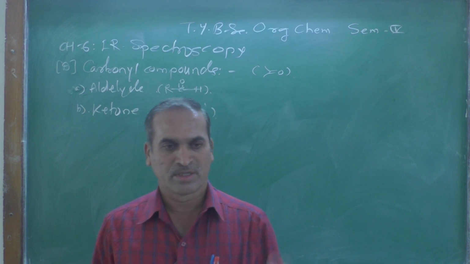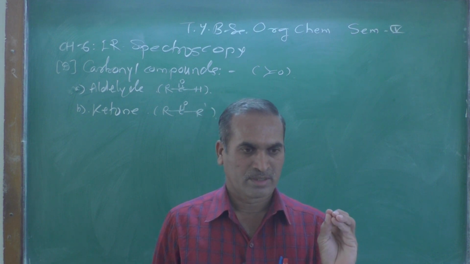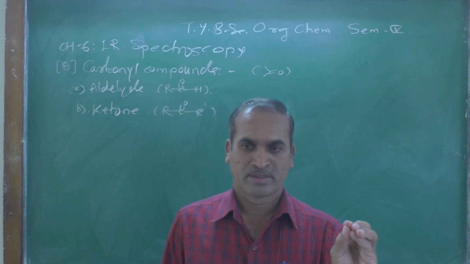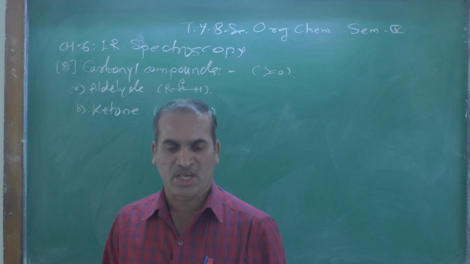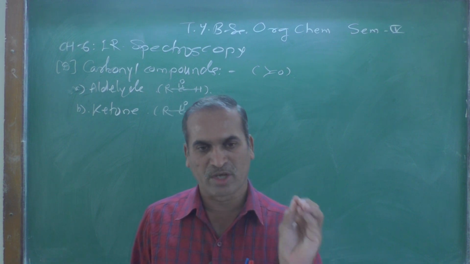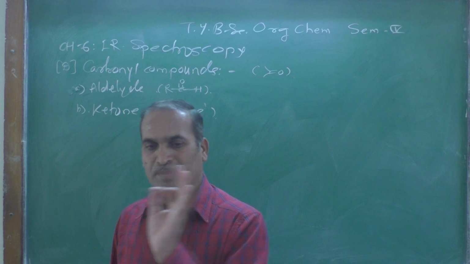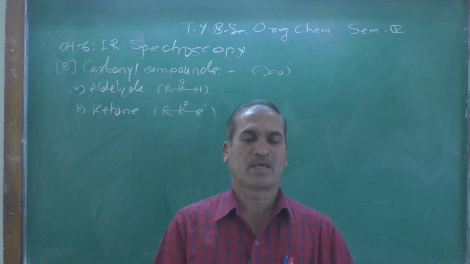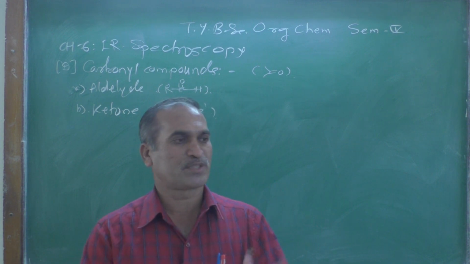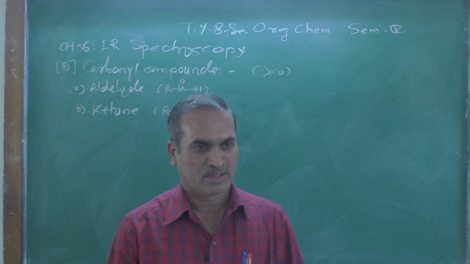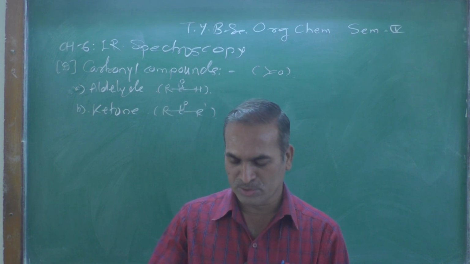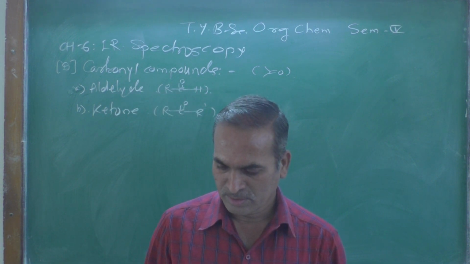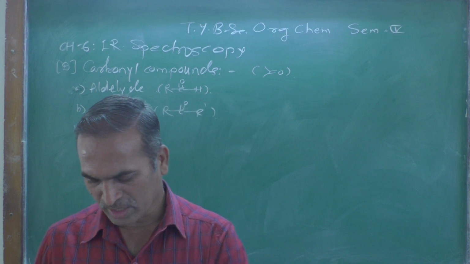The organic chemist generally comes to know that a carbonyl group is present by observing the spectra carefully, by looking at the shape and size. Organic chemists immediately come to know that this peak corresponds to saturated carbonyl compounds. So this type of prediction can be made.